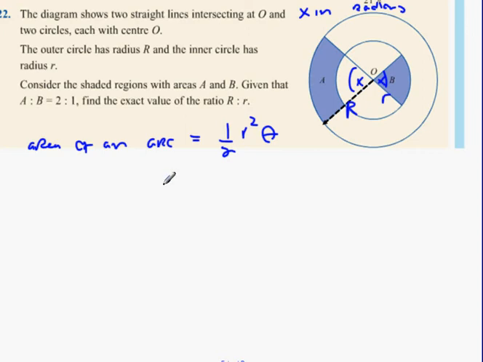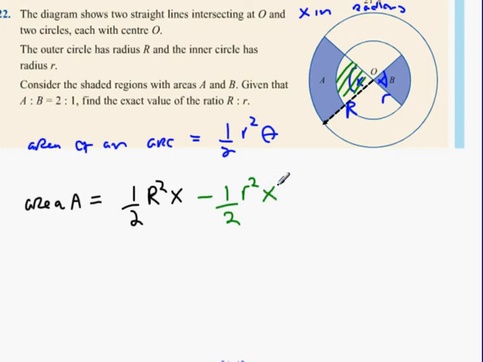So therefore, area A equals this full area here, which is a half capital R squared x, and then this green area here, which is minus a half small r squared x. Okay, area B is a half small r squared x, and now we've got to calculate the ratio of big R to small r.